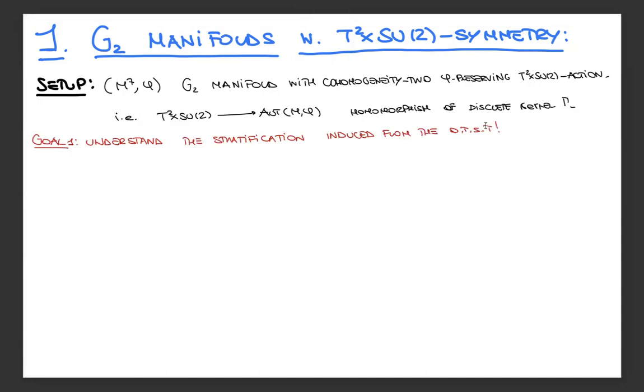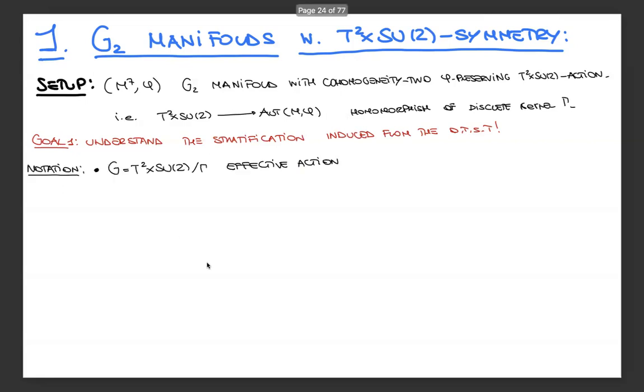Now, the first goal of our discussion is to understand the stratification that I discussed, the stratification induced from the orbit type stratification theorem. Let me recall that if you have a Lie group acting on your manifold, then your manifold automatically splits into a principal part and a series of singular parts. Now we have a T2 times SU2 action, which preserves some additional structure, and today I will tell you that you can actually characterize all the stratification just from this data.